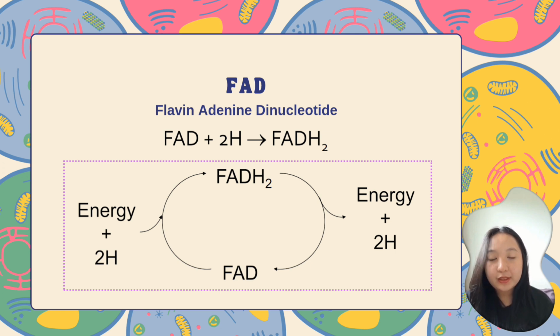FAD, or flavin adenine dinucleotide, plays a crucial role as a redox cofactor in numerous metabolic reactions, particularly in energy production. FAD is involved in both catabolic pathways, breaking down molecules for energy, and anabolic pathways, building molecules. FAD can accept two hydrogen atoms along with their electrons. This process leads to the reduction of FAD to FADH2. Here, FAD gains two hydrogen atoms, each carrying one proton and one electron, resulting in the formation of FADH2.